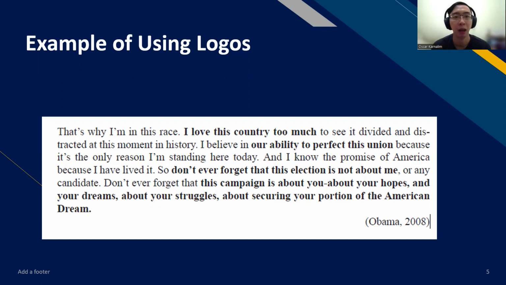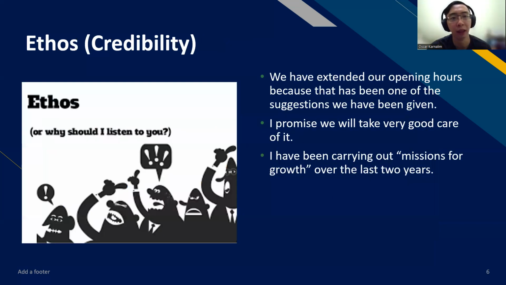As you can see here, he stressed the importance of the election. And the next one is ethos, or credibility. So we need to show that we are worth being chosen or listened to. It depends on what we want to offer, actually.